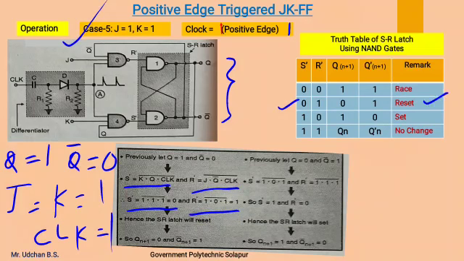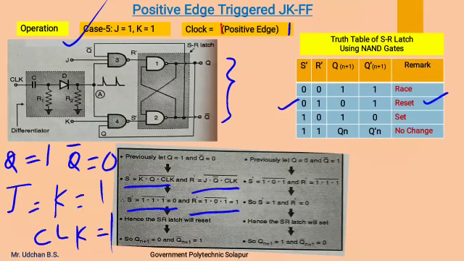Initially we considered the output to be in the set state, and it has converted into the reset state. Q was initially 1, now it became 0. Q complement was initially 0, it became 1. So this is how the set state is converted into the reset state.